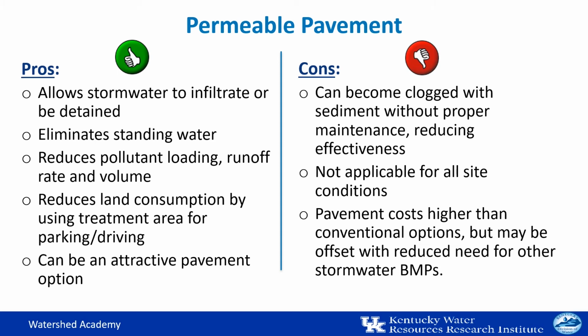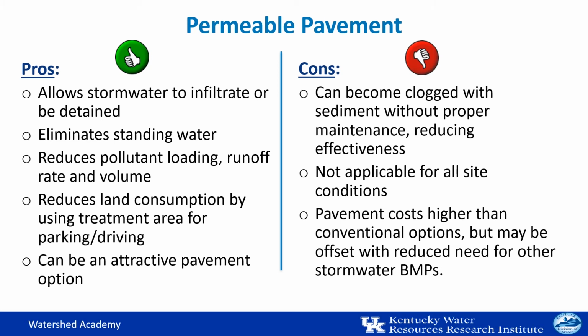Permeable pavement allows for stormwater to infiltrate or to be detained as it flows over its surface. These are often advertised as reducing the need for application of salt on parking lots. It eliminates the standing water that's there and reduces the pollutant loading and runoff rate and volume because of it. It also reduces the land consumption by providing that infiltration there rather than having offline structures such as a detention basin. So this can be a very attractive pavement option, but it's going to be probably more expensive.